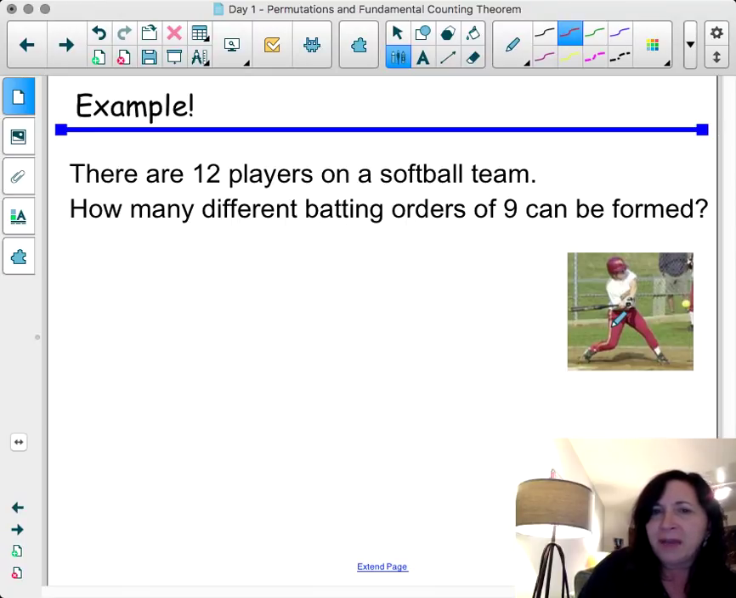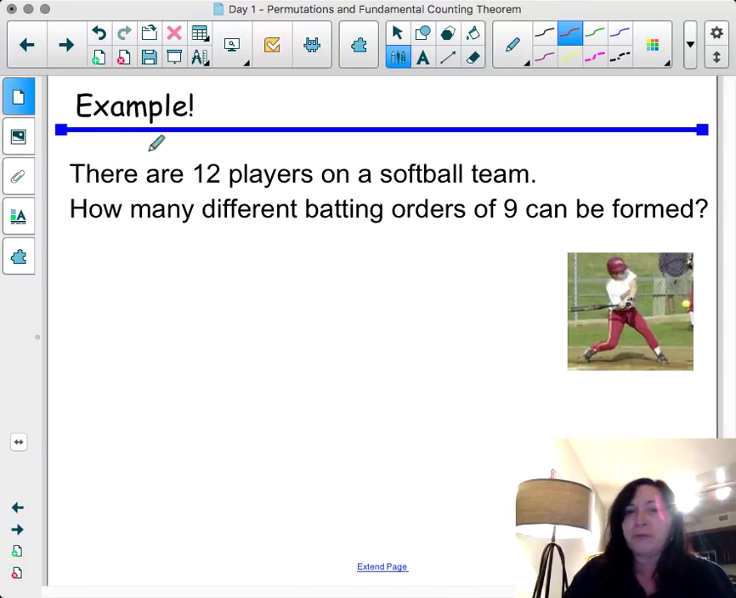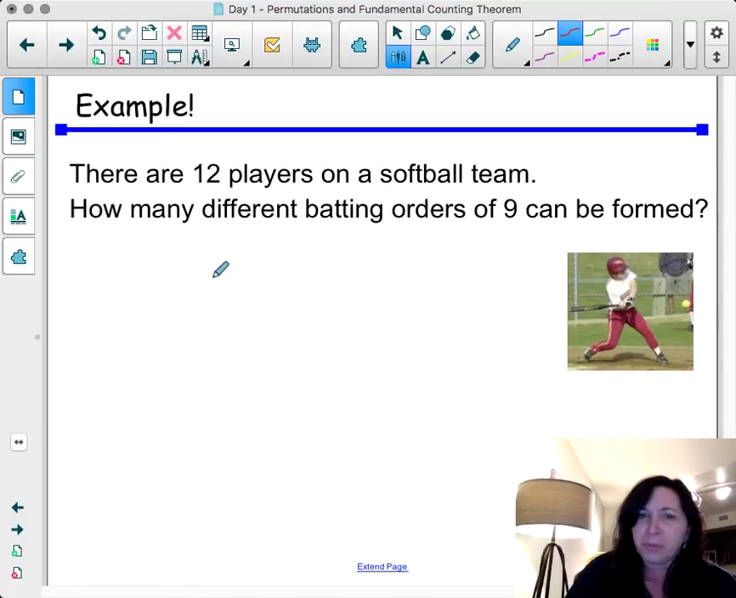So if I have 12 players on a softball team, how many different batting orders can be formed? So this is a permutation. Why is it a permutation? Mostly because order matters in a softball team. It's like you have to select the pitcher first, then you have the first baseman, then you have the second baseman. So if order matters, you're going to use a permutation. So we're going to go 12 permutations of 9.